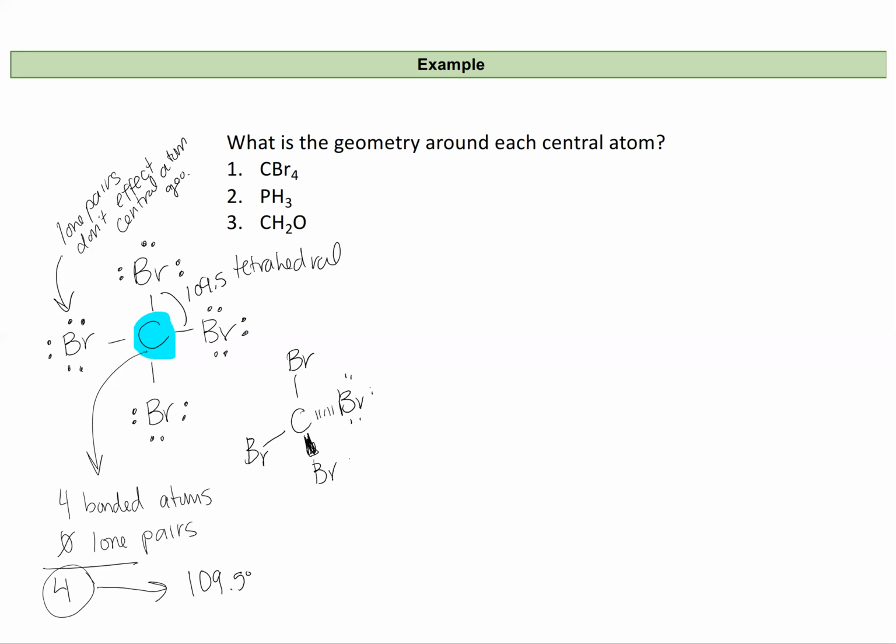And I still include my lone pairs even now, so they're not forgotten, even if it takes a while to draw them. This is 109.5 degrees. All right, that's our first one. We have a tetrahedral geometry.